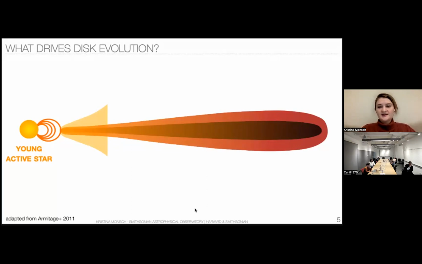So first of all, we know that these disks are viscous accretion disks. Mass is transported inwards onto the star, while angular momentum is redistributed outwards. We know, however, that viscosity alone cannot be the main driver of disk evolution, simply because it would lead to significantly longer disk lifetimes than what we're actually observing.